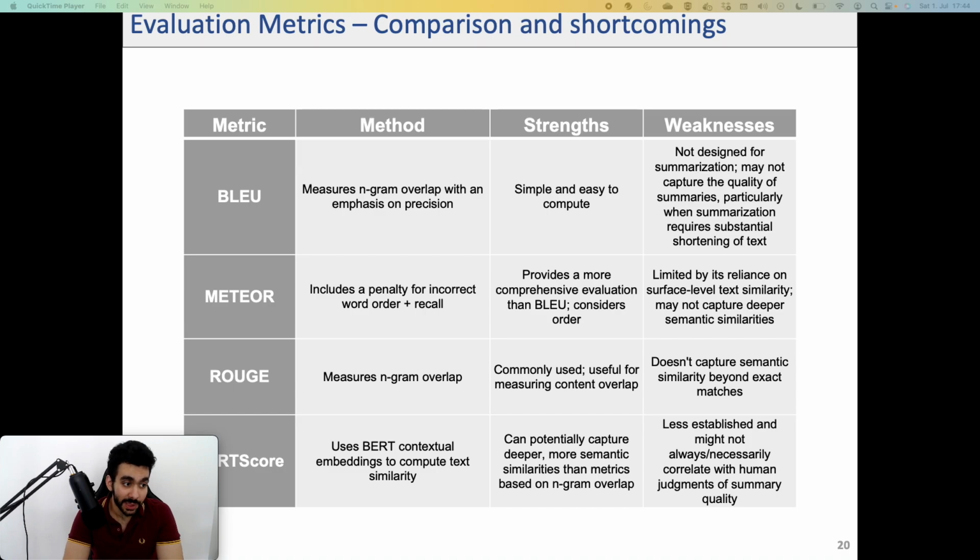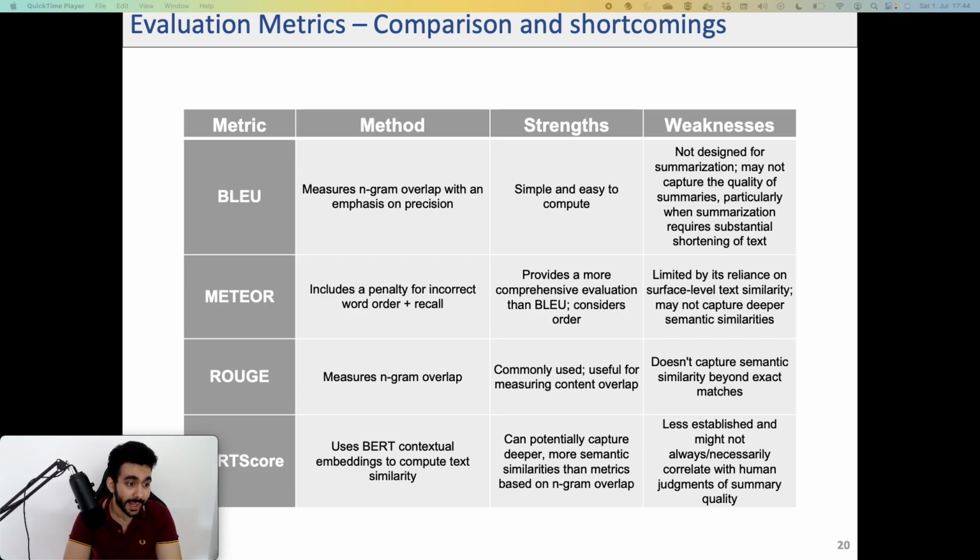ROUGE is the most commonly used. They designed different methods to capture the content overlap rather than only the overlapping n-gram count. However, it still does not capture the semantic similarity beyond the exact matches.